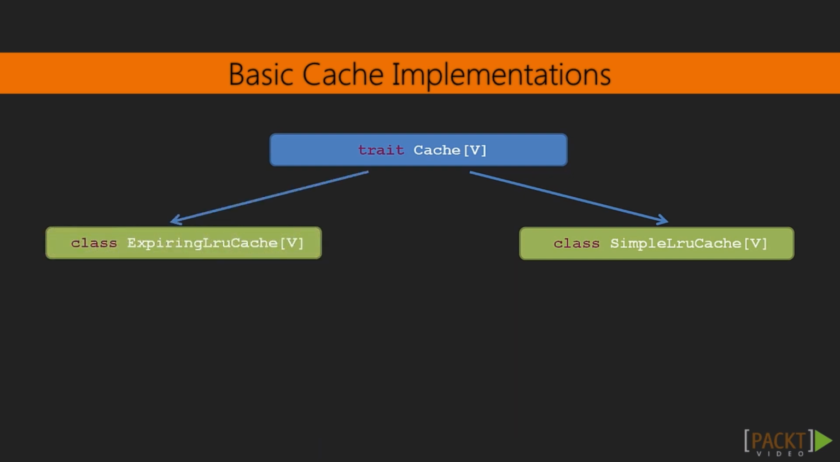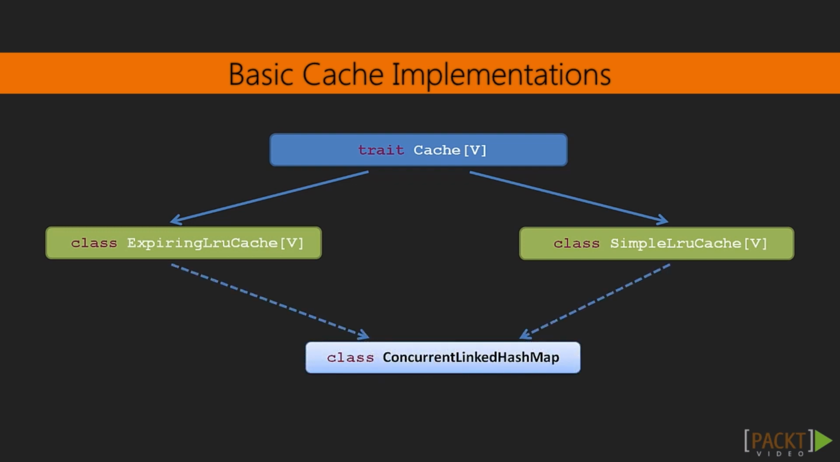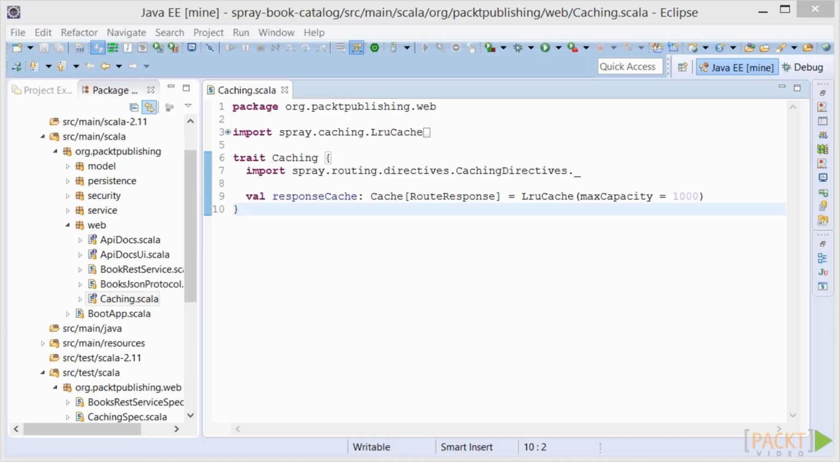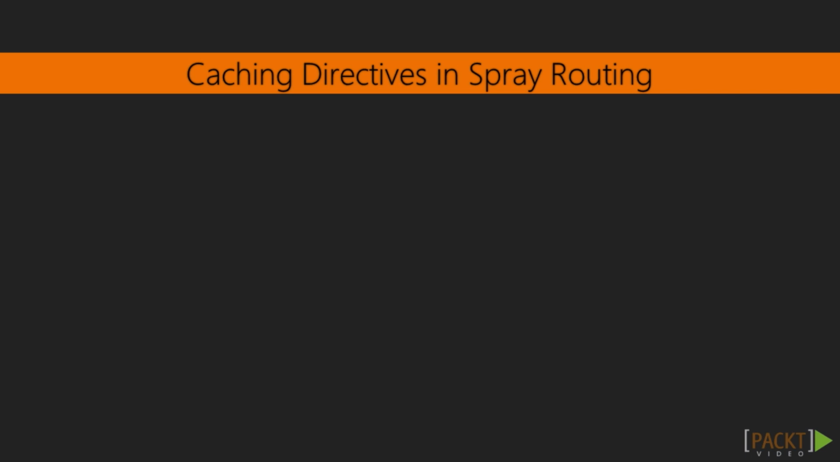Expiring LRU cache, basically enhanced version of simple LRU cache, which additionally supports time to live and time to idle expiration. Under the hood, both implementations are built on top of concurrent linked hash map library, which at the moment is superseded by caffeine cache implementation. Spray caching has a set of convenient companion objects to make cache creation a breeze, essentially narrowing it down to one line of code.